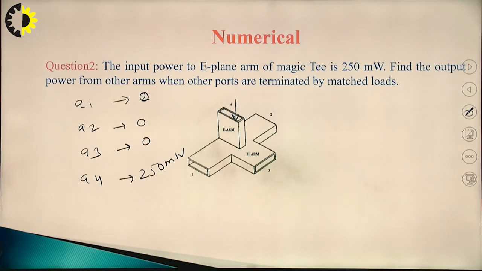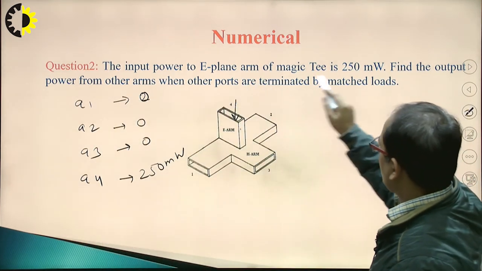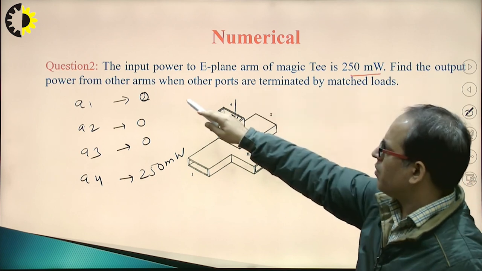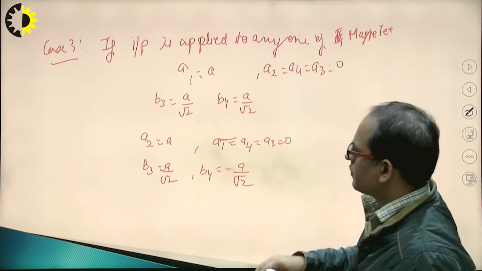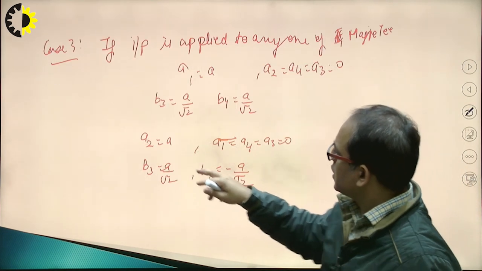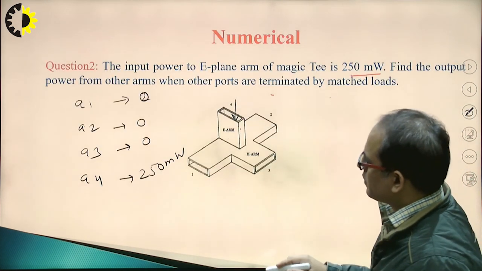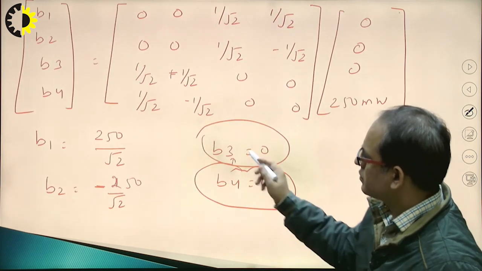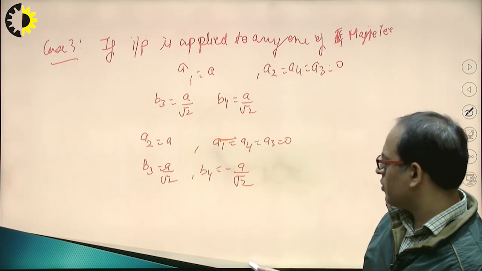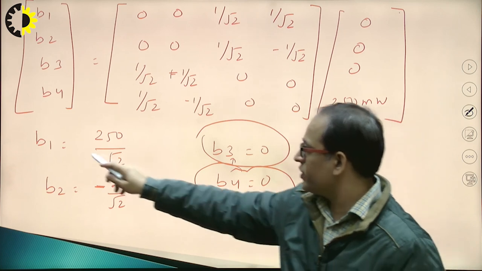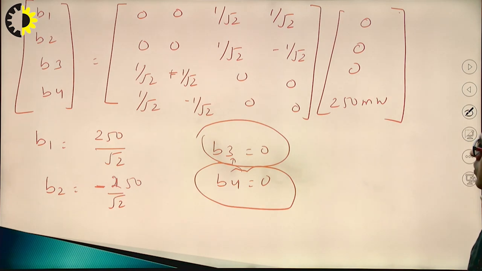So this is a numerical. If input power is applied to the E arm of a magic T, find the output power from the other arms when other ports are terminated by a matched termination. It means input is applied to A4. If input is applied to A4, rest A1, A2, A3 are 0. You will get B1 equal to A4 by root 2 and B2 equal to minus A4 by root 2. That means B1 equal to 250 by root 2, and B2 will be minus 250 by root 2, and B3, B4 will be 0.